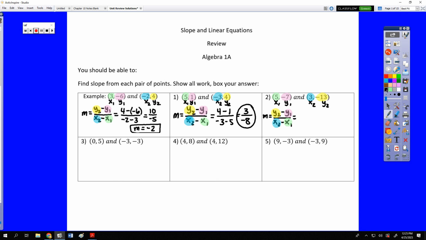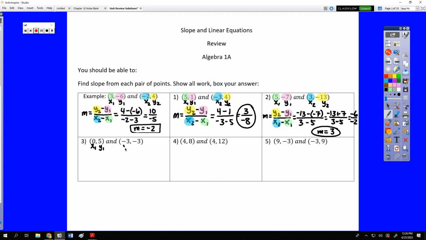We end up with negative 13 minus negative 7 divided by 3 minus 5. Now this double negative here, negative 13 minus negative 7, is really negative 13 plus 7 over 3 minus 5. That would be negative 6 divided by negative 2. We would carry out that division. Negative 6 divided by negative 2 would give us a slope of positive 3. On to the next one.